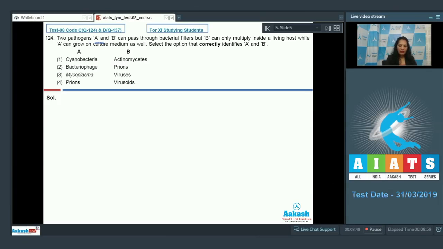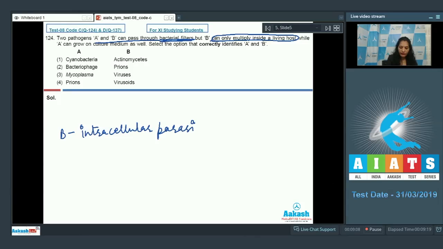So two pathogens A and B can pass through bacterial filters. It means both the pathogens are smaller than bacteria. And B can only multiply inside a living host. It means B is some intracellular parasite, and because it can only multiply in the living host, it is an obligate intracellular parasite. While A can grow in the culture medium. What should be the B? Actinomycetes? No, they can grow outside also. Prions, viruses or virusoids, yes, it can be any option.